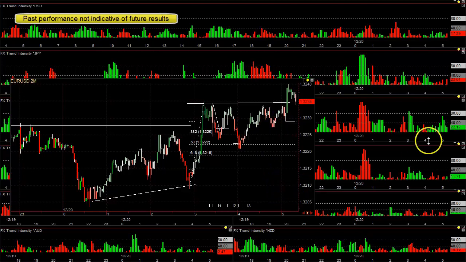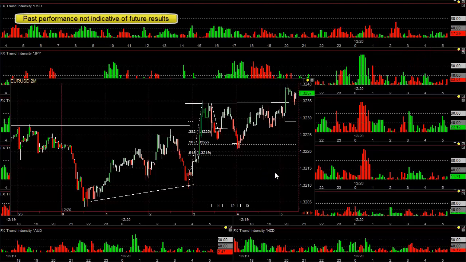Alright, this is the first red bar. The euro is still strong. Remember, this is a 5-minute trend and this is a 2-minute trend. This is typically going to flip to the downside before this one does. You get more false signals on the 2 minutes, just a little early warning system.